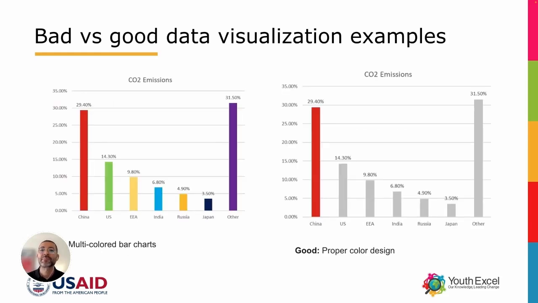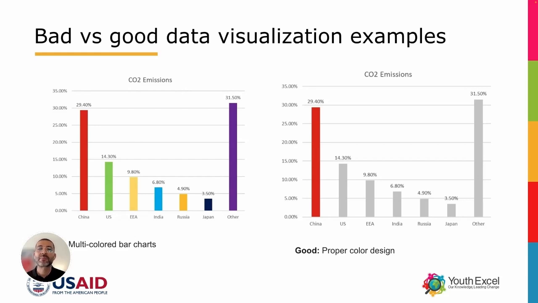Here is another example: multicolor bar charts. It might look pretty, the one on the left, and you might be wondering what's wrong with it. The more colors you use, the less comprehensible the visualization will be. More colors are equal to more categories that the brain must process.